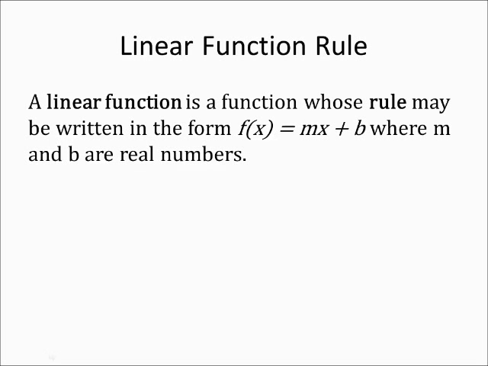Alright, so a linear function rule is one whose rule may be written in the form f of x equals mx plus b. Now remember, f of x is just the same thing as y. So this is the same thing as y equals mx plus b. Now it doesn't necessarily have to look like that. It just needs to be able to be written in that form. Essentially you've got a y, you've got an x, there's no squareds, there's no roots, nothing strange going on there. No absolute values. It's just a plain linear function.